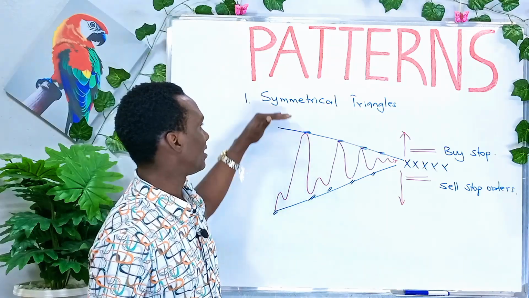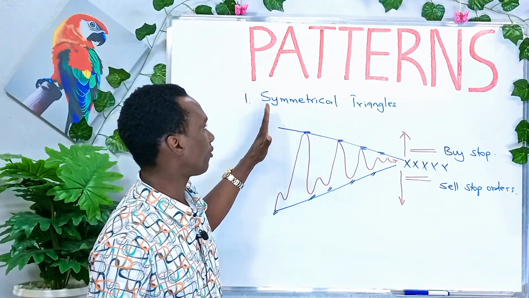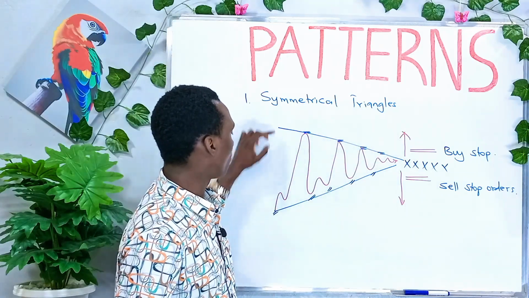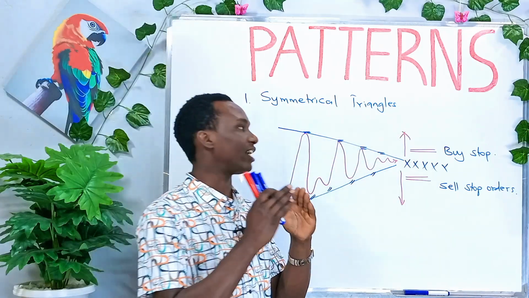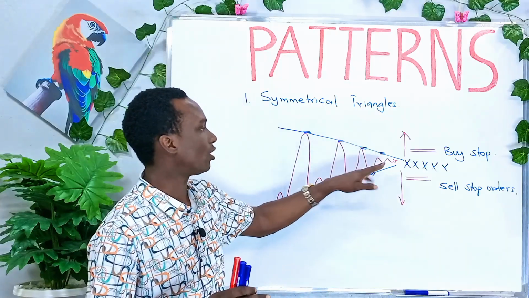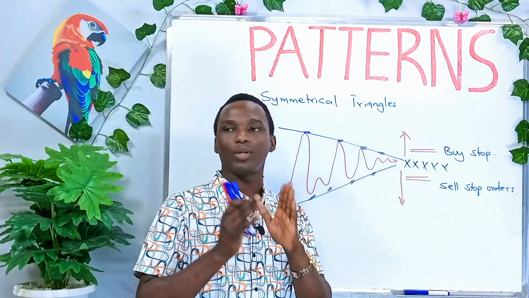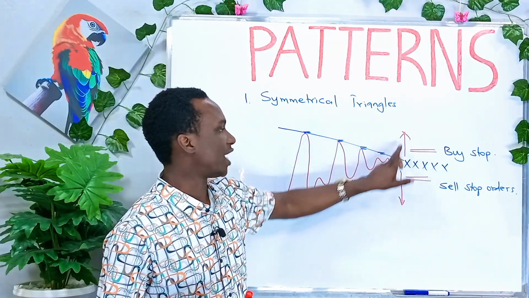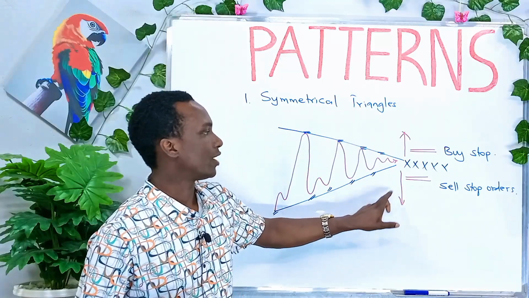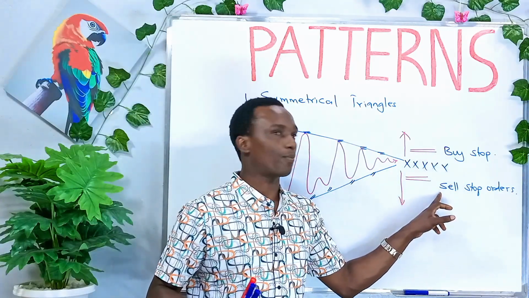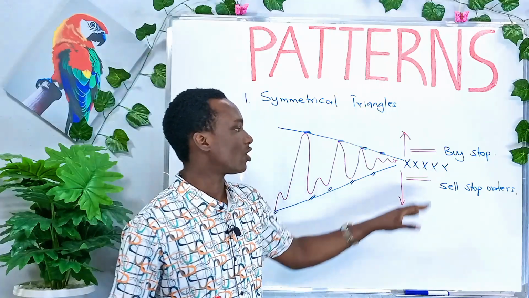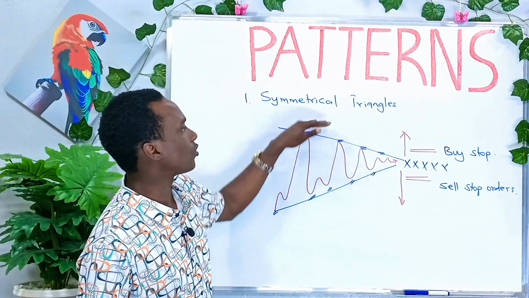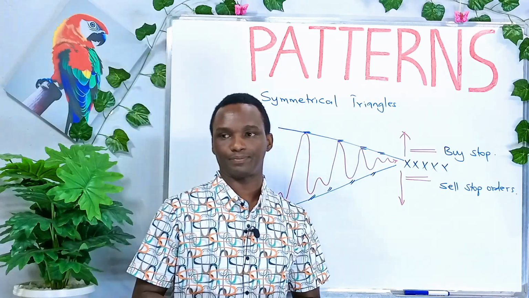As I said, this is an illustration of the formation of symmetrical triangles. The upper slope and the lower slope are converging together to form a kind of triangle where the price will end up in a consolidation. We do not know to which direction the price will break out from. We place buy and sell stop orders so that we may take advantage of this breakout. Okay, so this is all about symmetrical triangles.